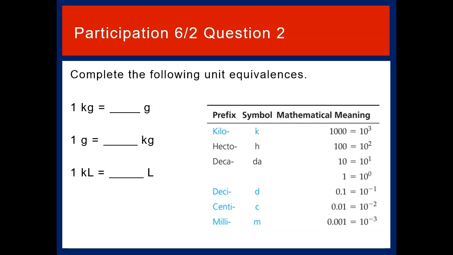Participation 6.2, question 2. Complete the following unit equivalences. 1 kilogram is equal to blank grams, 1 gram is equal to blank kilograms, and 1 kiloliter is equal to blank liters. This is the second question on participation 6.2, due Tuesday, June 2nd at 11:59 p.m. over on Blackboard. Link to the assignment is right below the links to these videos. Again, complete the following unit equivalences. You just need to tell me what goes into those blanks to correctly satisfy the equivalence. And then here is some information about metric prefixes that will be useful in answering this question.